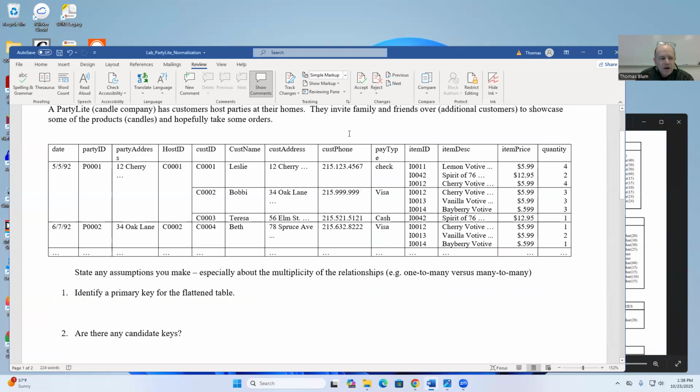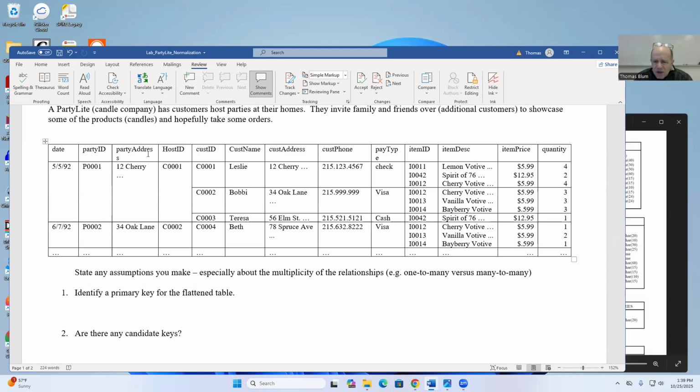Now, here are the fields given so far in the normalization exercise. The party is identified with a party ID. It was on a particular date. It was held at some address. We know who the host is. Then at that party, there were customers. The customers are assigned an ID, and they have a name, an address and a phone, and they pay in a certain way. We have to decide if that's a function of the person or a function of the order. And then they buy, instead of calling it products here, it's called items.